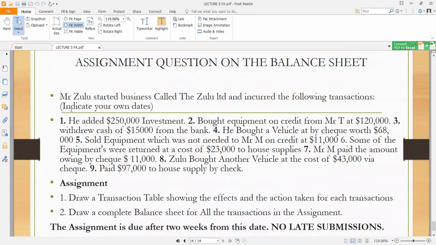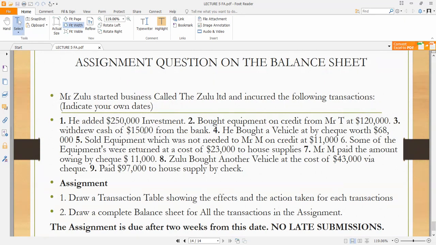Now, our assignment question is: Mr. Zulu started a business called Zulu Ltd and incurred the following transactions. Indicate your own dates, your own months, and everything. First, he added 25,250 US dollars investment to the business. Second, he bought equipment on credit from Mr. T at $120,000.